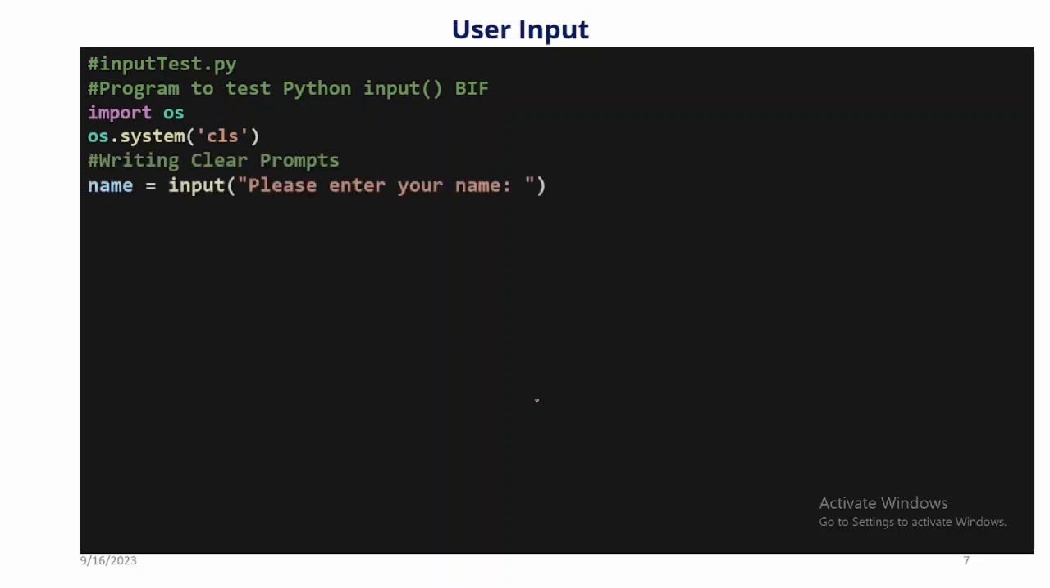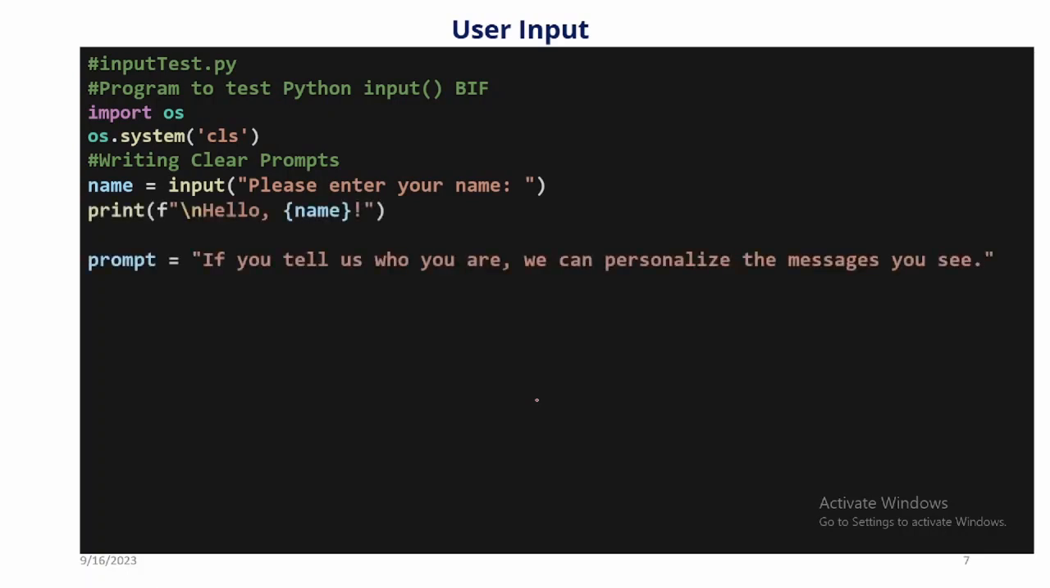So let's see an example of user input. We'll call this input test.py. The program is to test the Python input BIF. Writing clear input. We say name is equal to input, please enter your name. So we can see the space after the colon. Prompt, if you tell us who you are, we can personalize the messages you see. We continue: what is your first name?